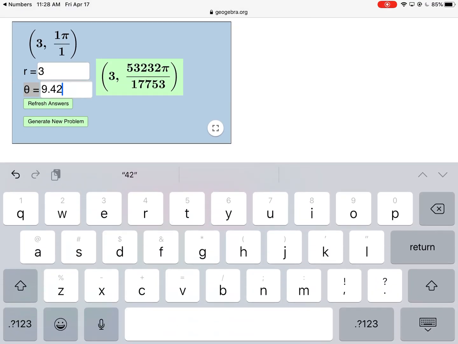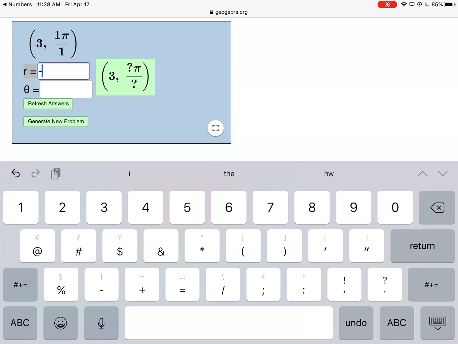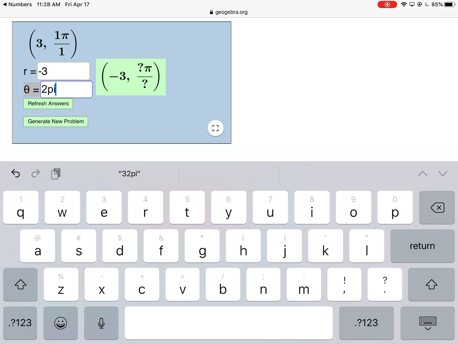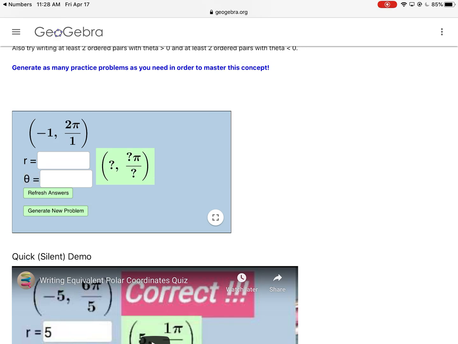Now let's say we wanted to express the same point but with a negative r value, negative 3. That means the original angle, pi, you'd have to either add or subtract a multiple of pi to it. So let's do pi plus pi, which would be 2 pi. And notice I'm correct again. Now we can generate a new problem. I actually want to get one where there are denominators, that'll work: 4, 3 pi over 2.